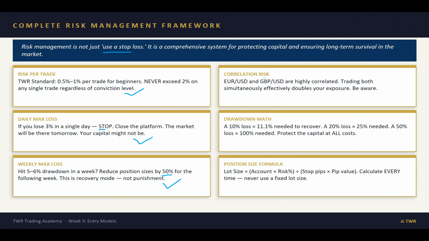A correlation risk. Usually, you find that pairs like EURUSD and GBPUSD are highly correlated. Trading both simultaneously effectively doubles your exposure. Be aware. So, what's the drawdown math? A 10% loss requires an 11.1% gain to recover. If you lose 20% of your account, you require 25% to come back to break even. If you lose 50%, you require 100% to come back to break even.